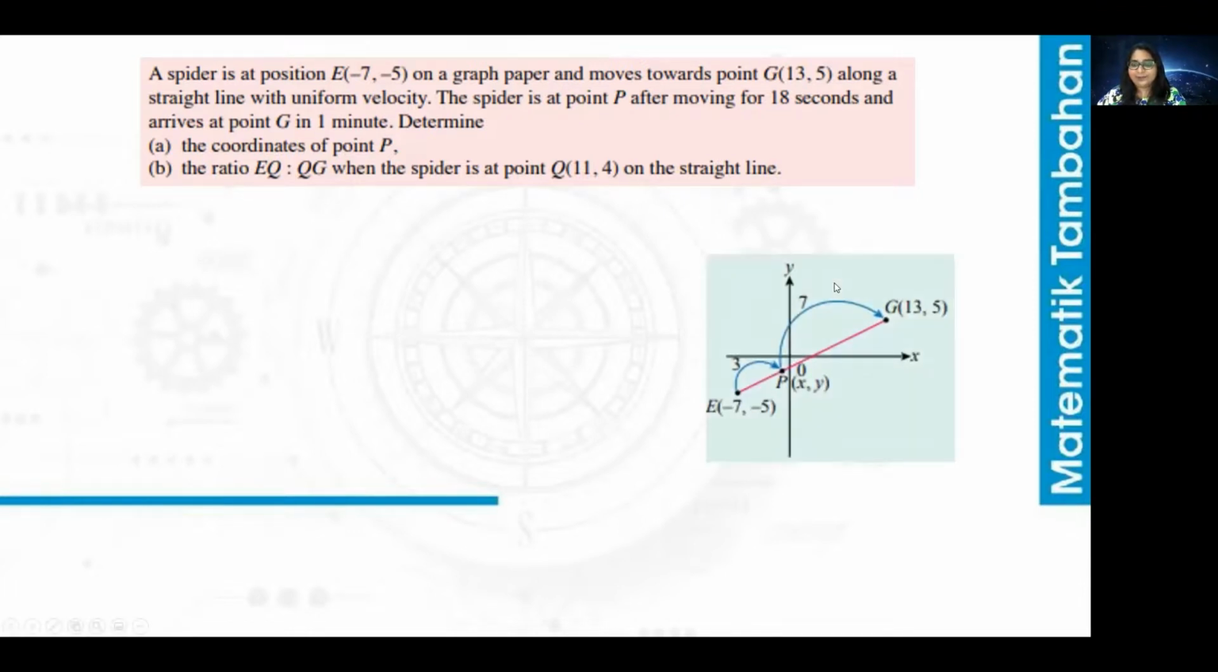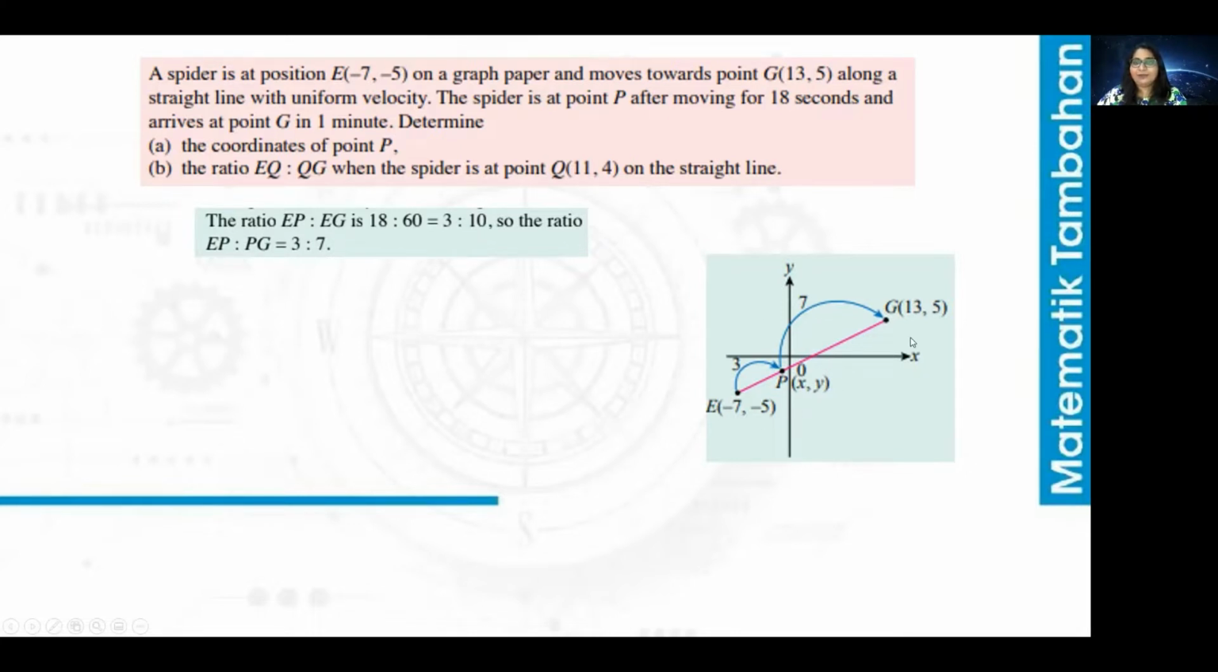So let's sketch first. So you have E, P, and G, and you have ratios 3 and 7. How did I get ratios 3 and 7? I know that E to P is 18 seconds, and E to G is 1 minute, which is 60 seconds. Therefore, 18 ratio 60 can be simplified to 3 ratio 10. So E to P is 3 and E to G is 10. So P to G will be 10 minus 3, which is 7. So I get ratios 3 and 7.